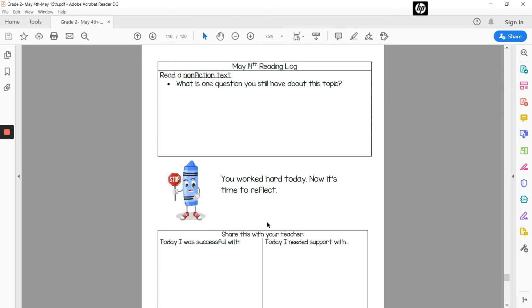And your last assignment for today is to read a nonfiction text and write down 1 question you still have about this topic. Then I'm going to challenge you. See if you can find the answer. Look for a book on the same topic on EPIC or Kids A to Z. Happy reading!